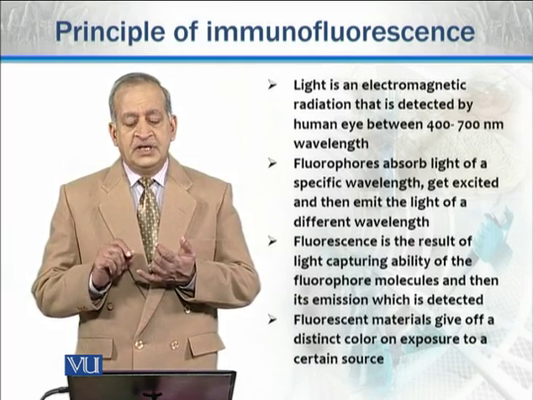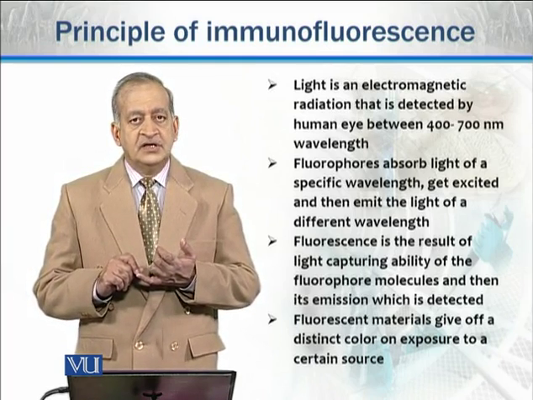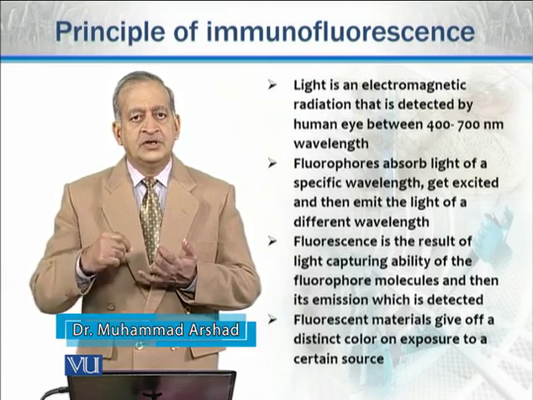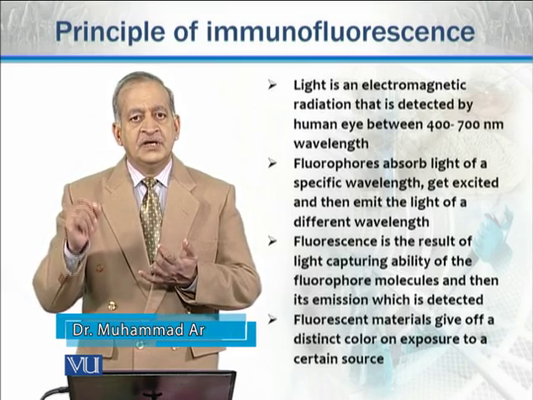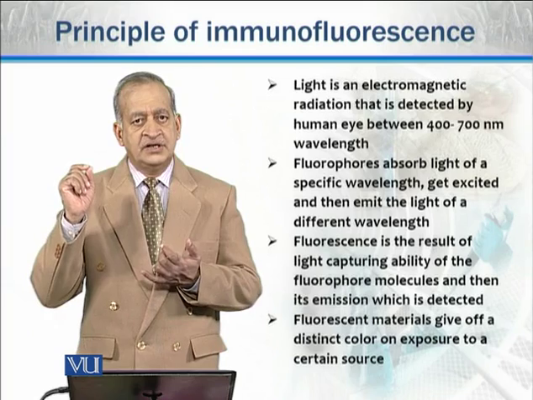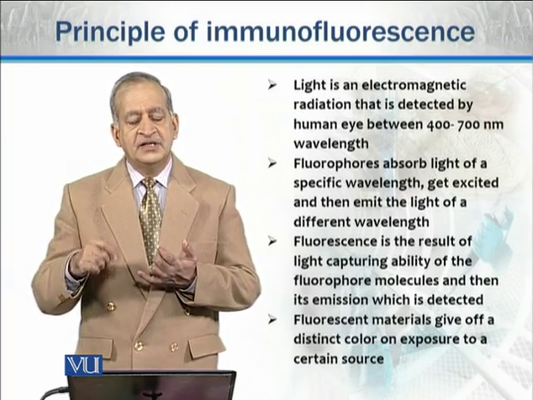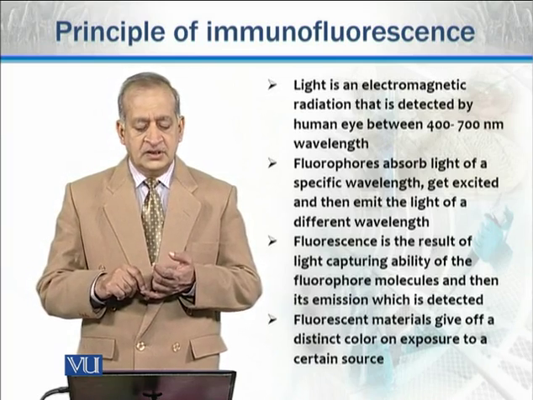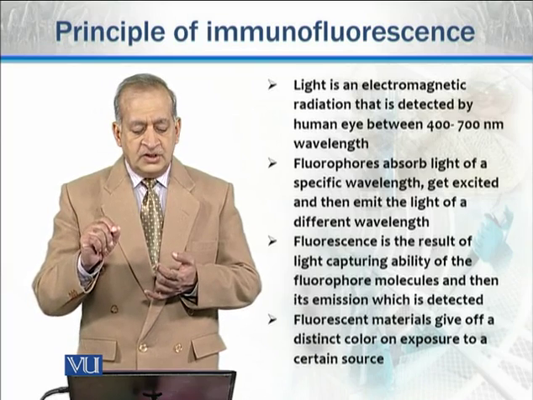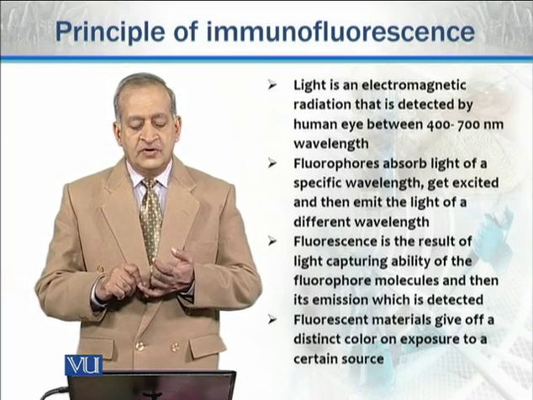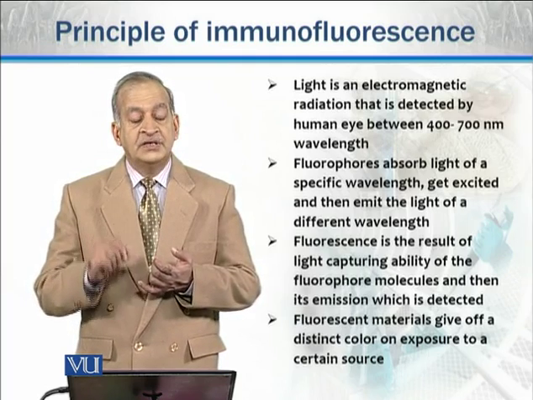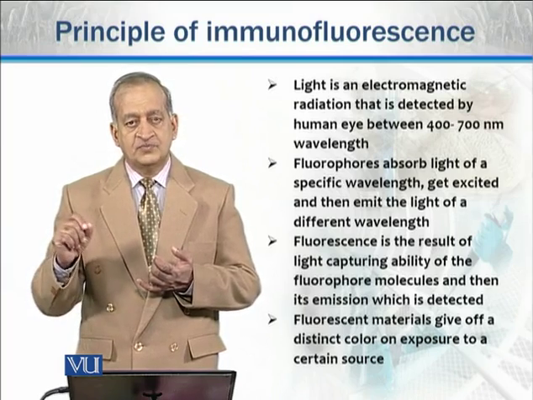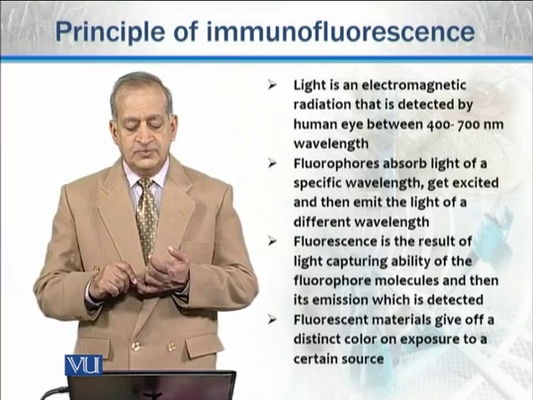Fluorophores absorb light of a specific wavelength, then they get excited. They change from a low energy state to a high energy state, and then they come back and release energy, and this energy is visible when we use a fluorescent microscope. So fluorophores absorb light of a specific wavelength, get excited and then emit light of a different wavelength, which is visible, which is seen in the fluorescent microscope.